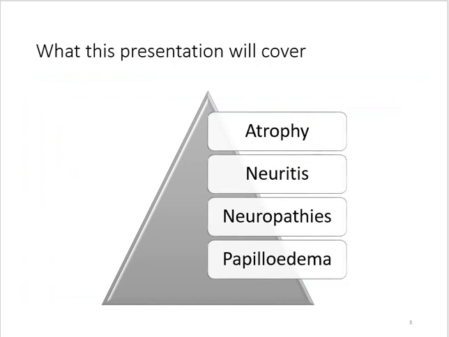So as part of this presentation, I'm going to cover the following optic nerve problems. This will include optic atrophy, neuritis, neuropathies, and papilloedema. Let's start firstly with optic atrophy.